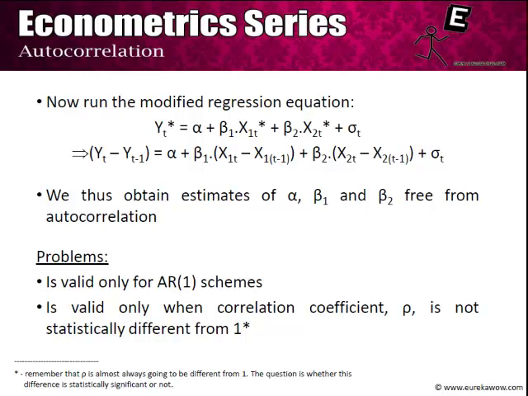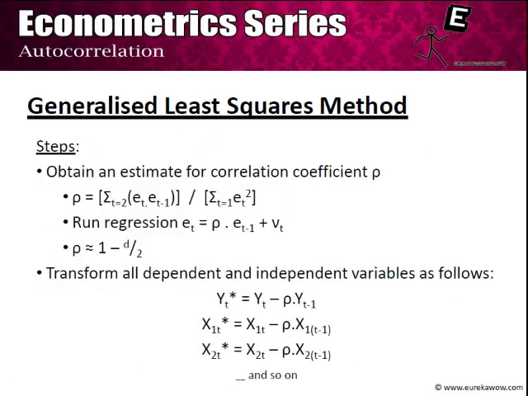The problem with the first difference method is that it is valid only for AR1 schemes, and that it is valid only when correlation coefficient rho is not statistically different from 1. Remember that rho is not likely to be equal to 1 in many cases. However, the question remains whether this difference is statistically significant or not. Hence, in cases wherein we cannot really assume that rho equal to 1, we turn to the next method, which is the more generalized least squares method, or the GLS method.